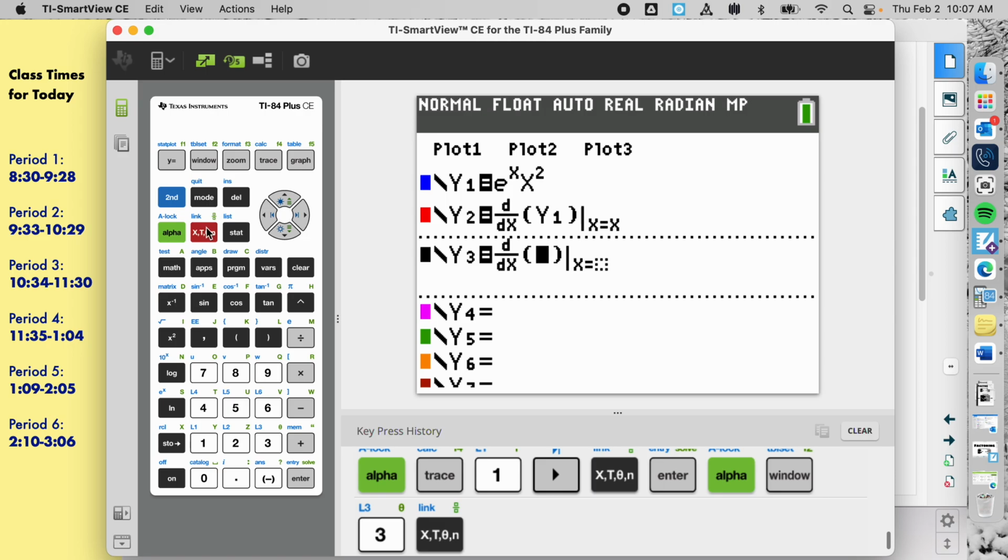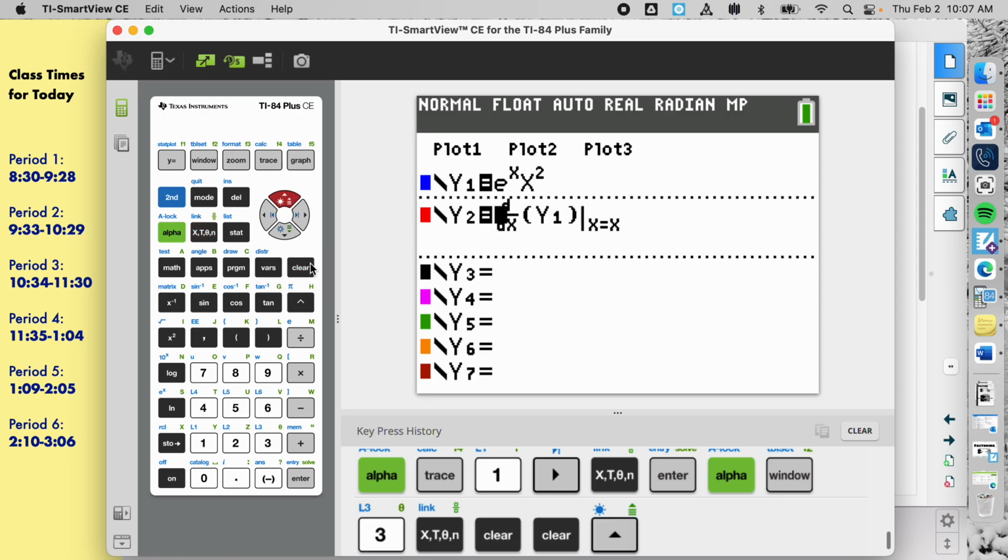Go ahead. Do you want me to just erase y2 and start over? I'll do that. Okay, we want to type the derivative. Are we at that step? Nderive. You can get it under the math button, or you can go to F2.